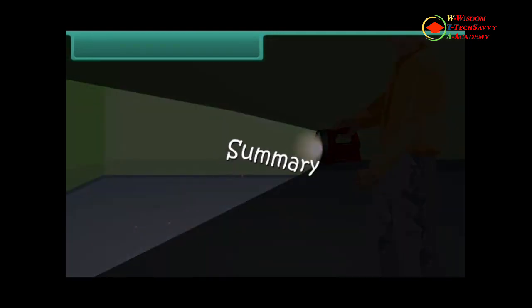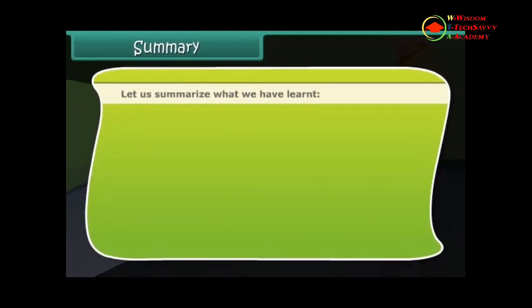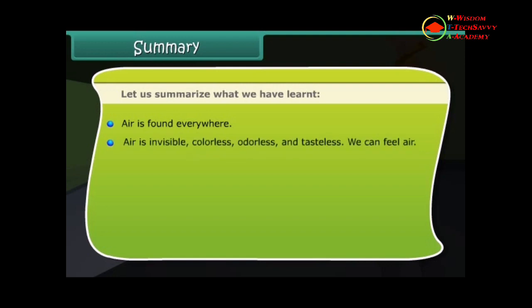Summary. Let us summarize what we have learned. Air is found everywhere. Air is invisible, colorless, odorless, and tasteless. We can feel air. Air occupies space but has no definite shape.